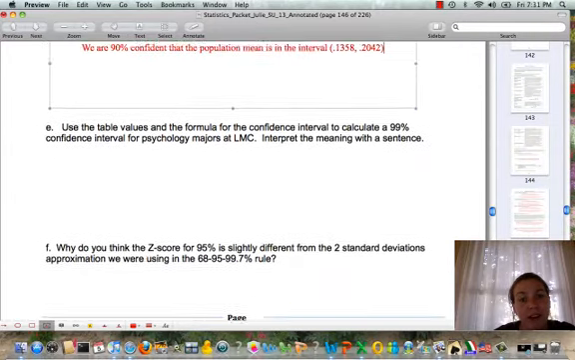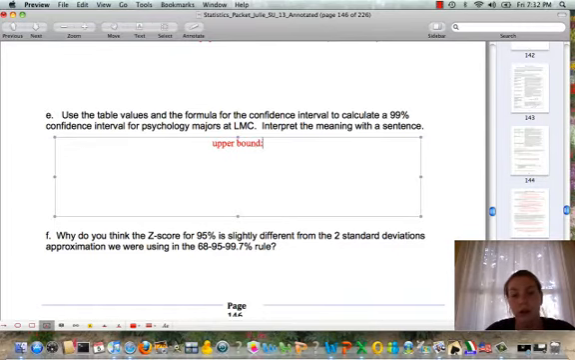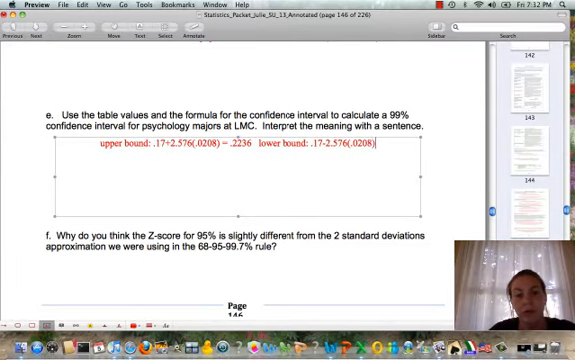Now we want to calculate for the 99% confidence interval in part E. So we're going to do a similar calculation, except we're going to use the z-score corresponding with 99%. So our upper bound is going to be 0.17 plus 2.576 times 0.0208, and that's going to equal 0.2236. And then our lower bound will be 0.17 subtract the 2.576 times the 0.0208, and that'll be 0.1164.